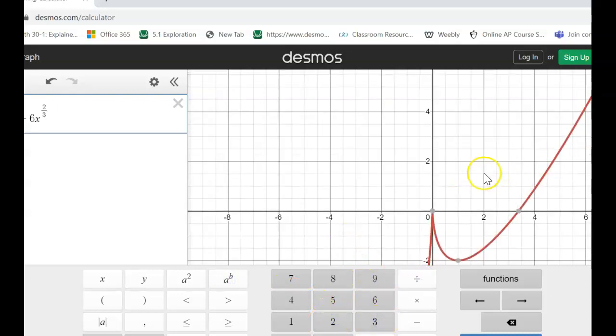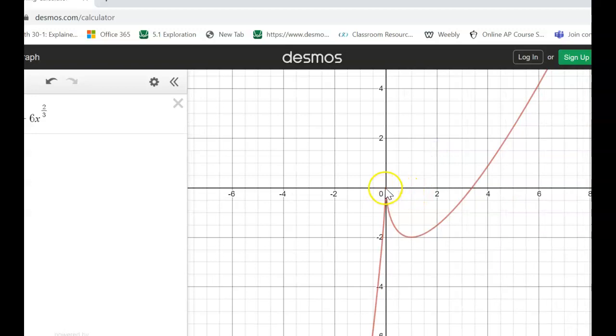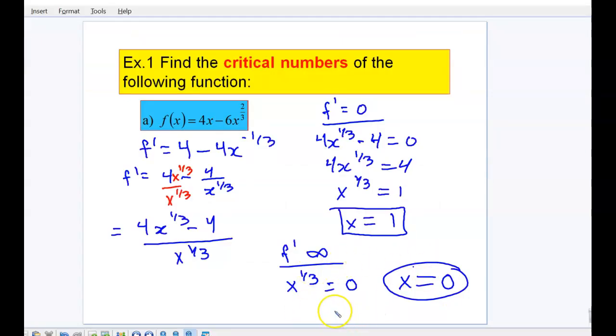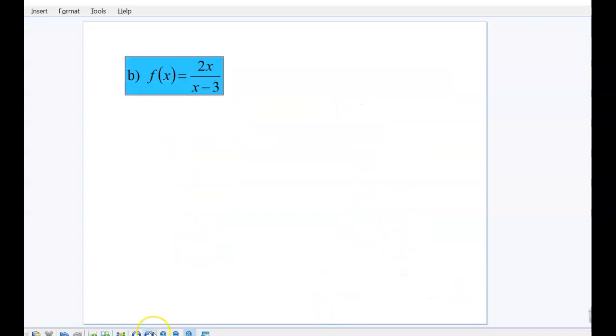You can see here on our graph that I have a maximum at 0 and a minimum at 1, and those are the only two critical numbers that I had when I did my mathematics. They didn't ask us to find the max and mins yet, but we're just showing that max and mins can only happen at the critical numbers. Okay, let's try the next one.